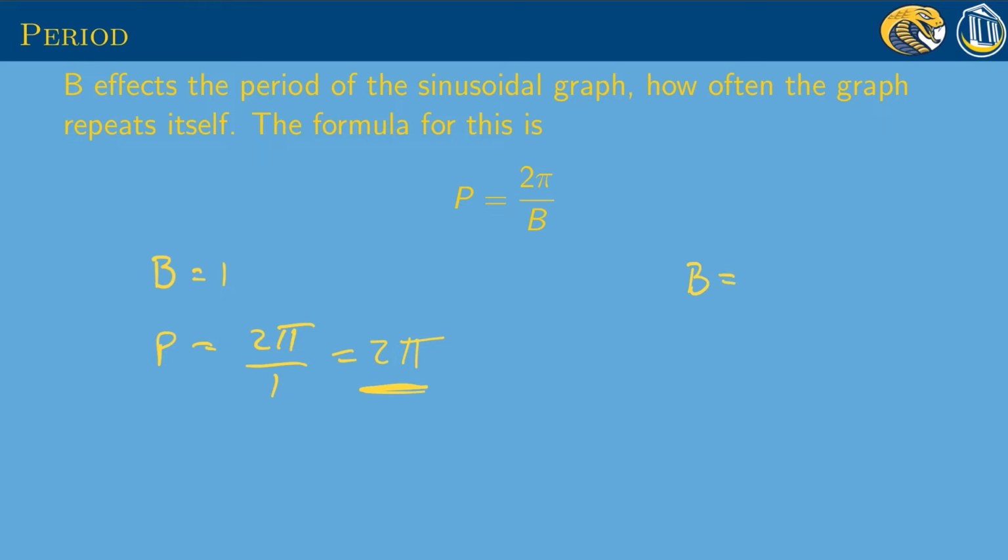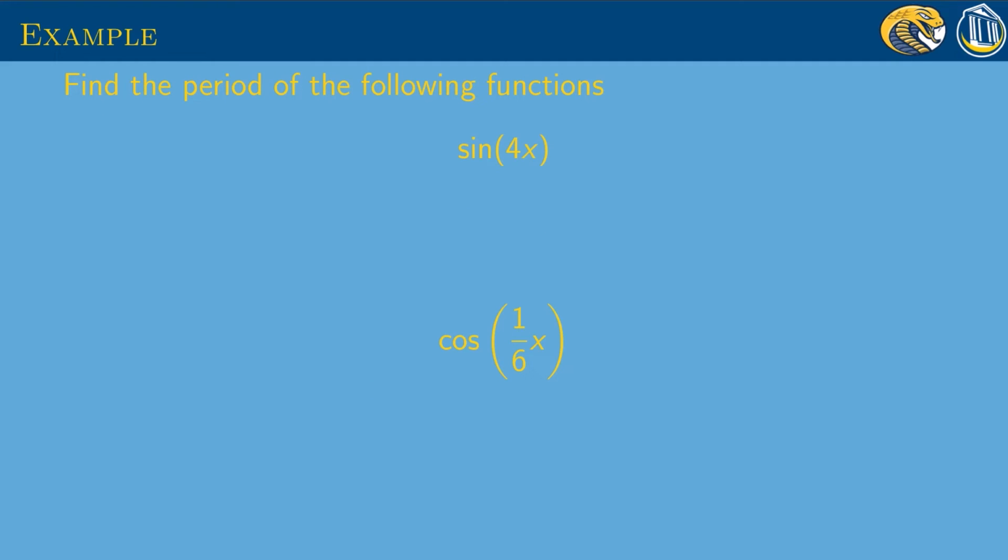On the other hand, if b equals 2, that means the period is 2 pi over 2, which is pi, and that means the graph does one complete up and down cycle, returning to where it started, every pi units. That is, it oscillates twice as quickly. So if we know the value of b, we can use it to calculate the value of p.